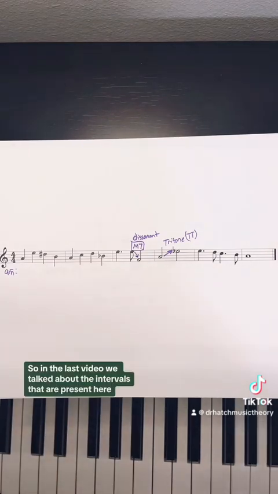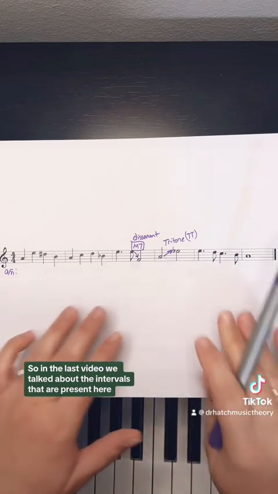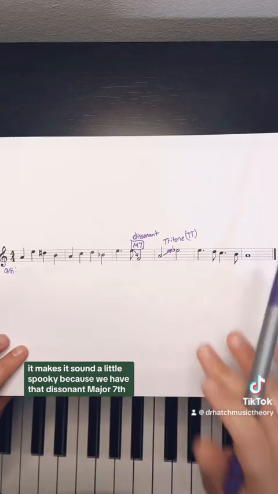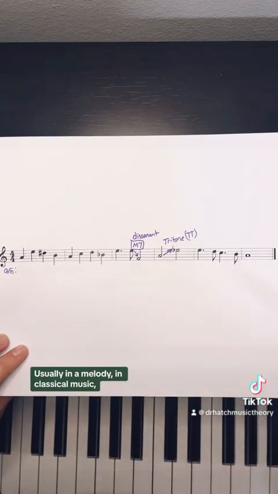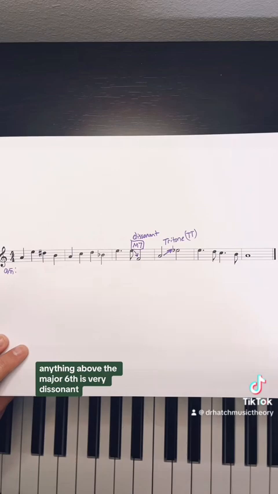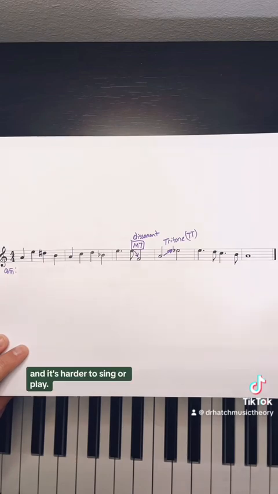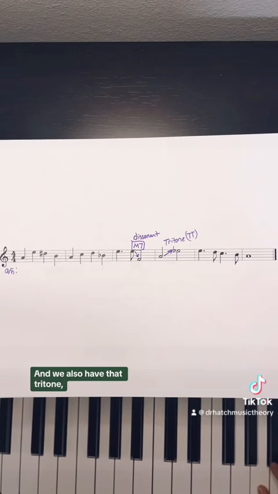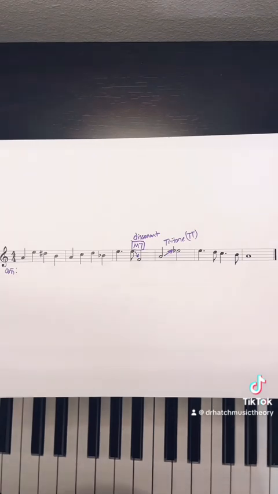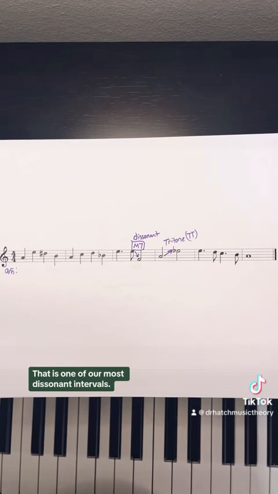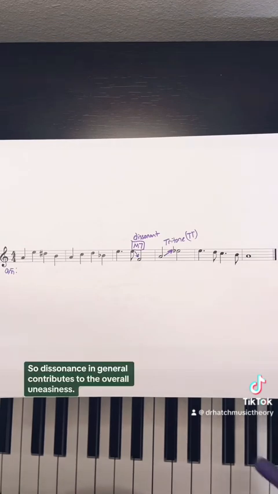So in the last video, we talked about the intervals that are present here. It makes it sound a little spooky because we have that dissonant major 7th. Usually in a melody, in classical music, we want to stick within a major 6th, which is more consonant. Anything above a major 6th is very dissonant and it's harder to sing or play. And we also have that tritone, that infamous tritone. That is one of our most dissonant intervals. So dissonance in general contributes to the overall uneasiness.